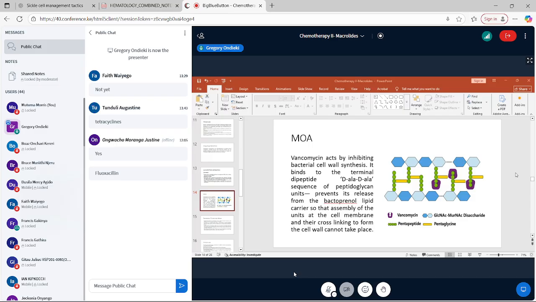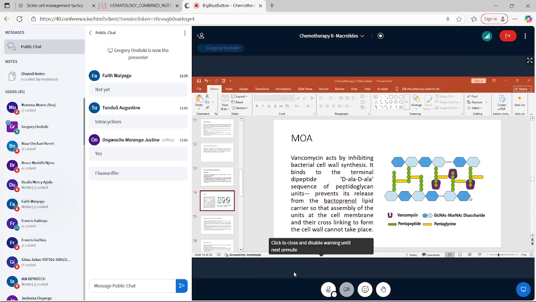So usually it acts by inhibiting bacterial cell wall synthesis. Here it binds to the terminal D-alanine sequence of the peptidoglycan, preventing its release from the bactoprenol lipid carrier, so that the assembly of the cell wall units and their cross-linking to form the cell wall cannot take place. So the last sequence in that peptidoglycan is two D-alanines together.